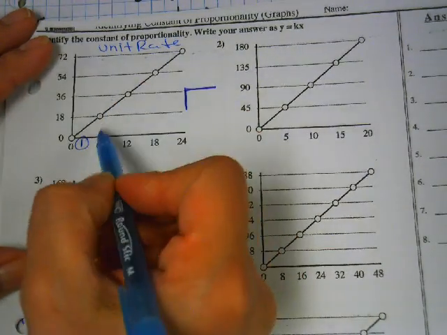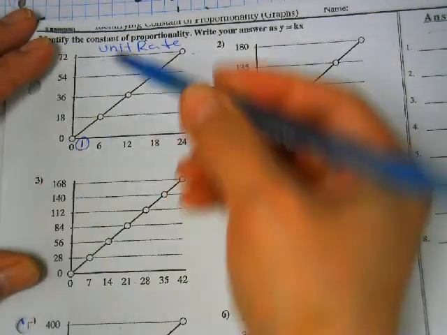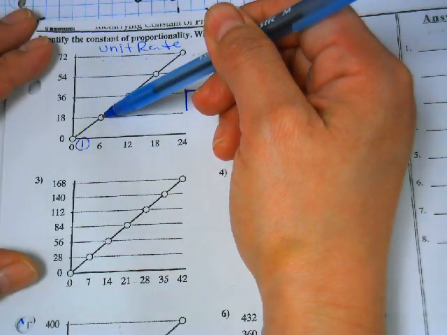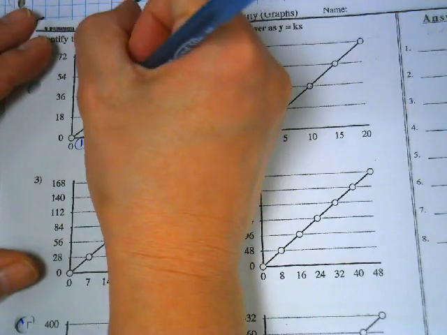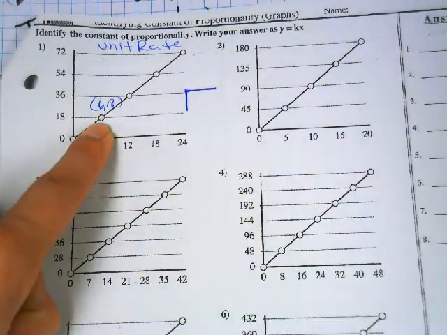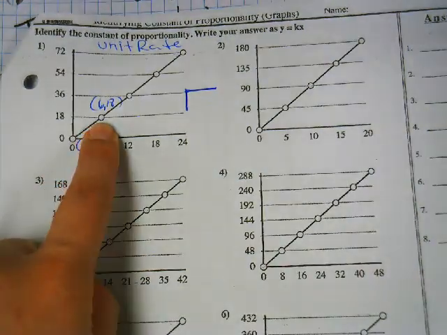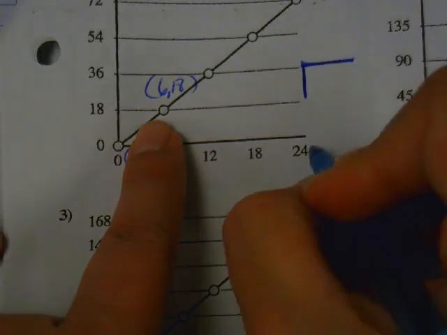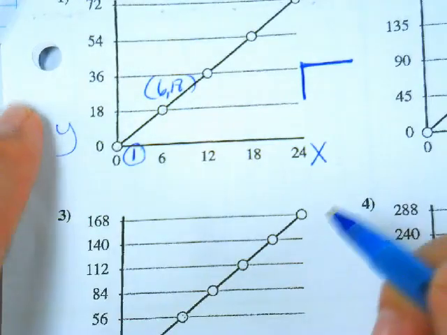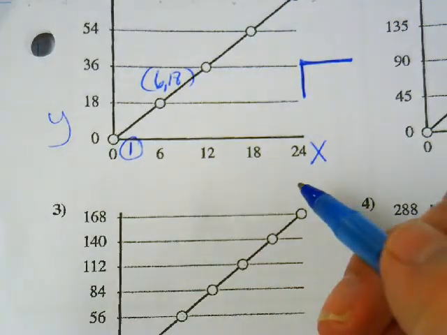So I have here this point. What are the points of this dot right here? 6, 18. So this point right here is (6, 18), right? Is the 6 an X or a Y? X, right? So this is your X. So the 6 is your X. The 18 is your Y. Basic review. Okay, so I need to divide these two numbers.